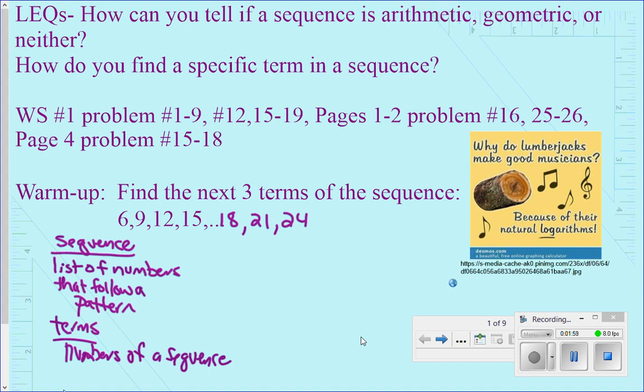So there's a notation that we use when we're talking about specific terms of a sequence, and that is we use the lowercase a, and then we have subscripts. So if I'm referring to 6, which is the first term, I call that a sub 1. That is 6. So 9 is a sub 2, you get the idea. 12 is a sub 3, and so forth. So when you have a lowercase a and a subscript, that's referring to the specific term number or the placement in the sequence.